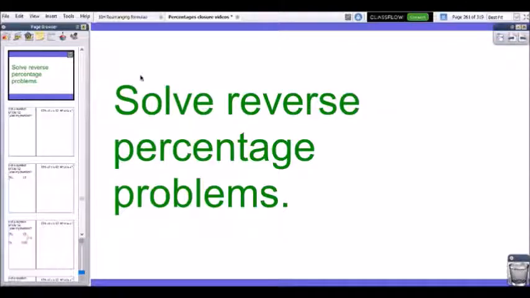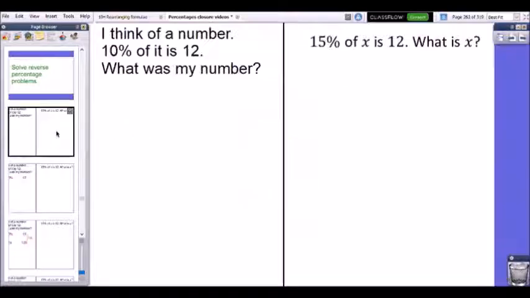Good morning everyone. In this lesson we're going to be solving reverse percentage problems. Let me show you what a reverse percentage problem is. Let's say I think of a number, 10% of it is 12. What was my original number? Do you see how this problem is slightly different to what we're used to?